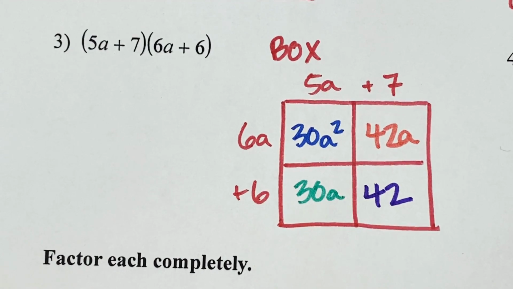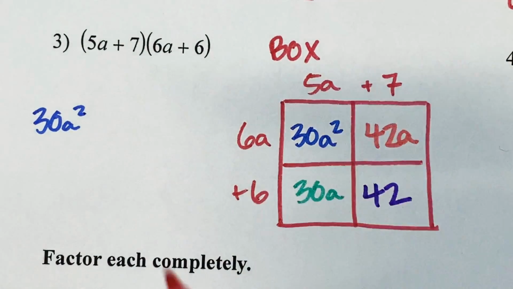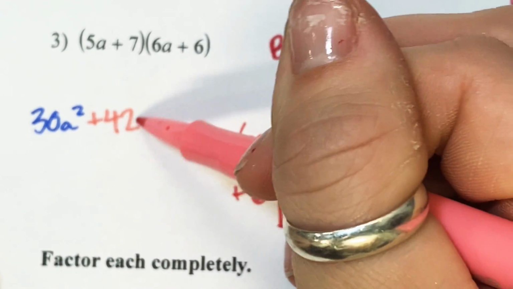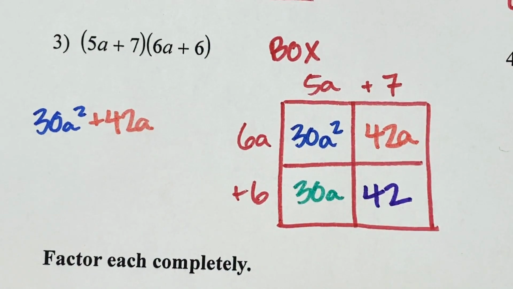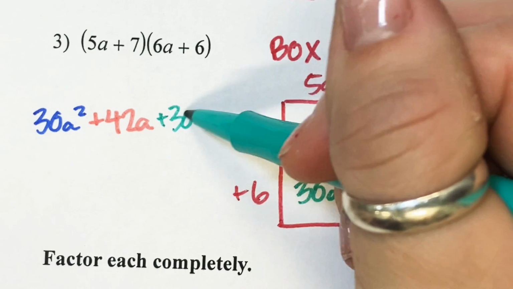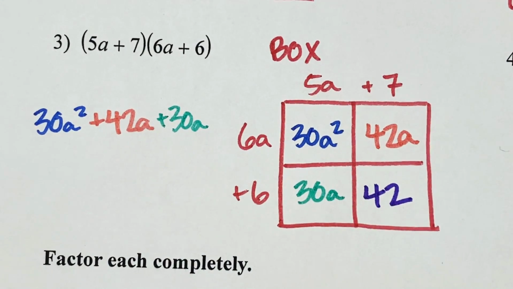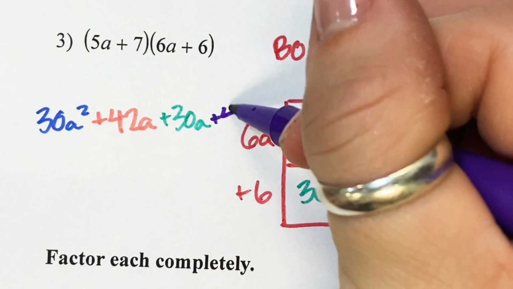Okay, so now I'm just going to rewrite these in the order that I solved them. So 30a squared, positive 42a, positive 30a, and positive 42.